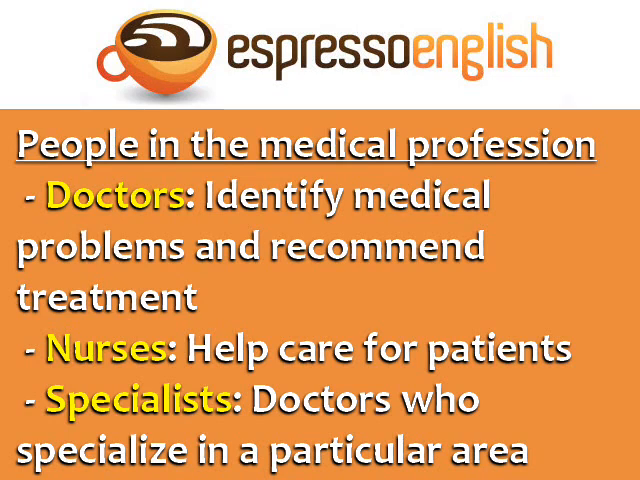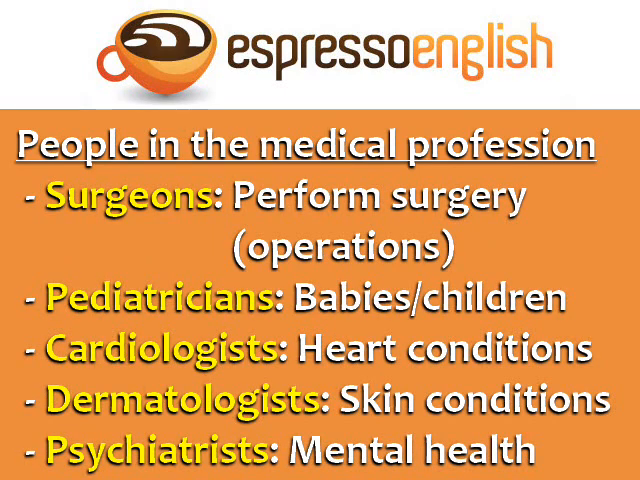We have doctors who identify medical problems and recommend treatment, and nurses who help care for the patients. A doctor who specializes in a particular area is called a specialist. Here are a few common types of specialists. Surgeons perform surgery or operations. Pediatricians specialize in working with babies and children.